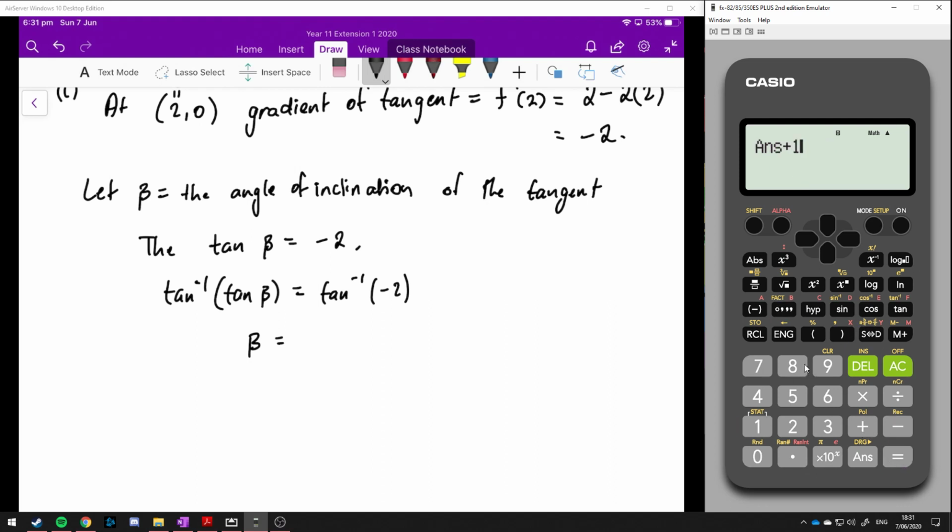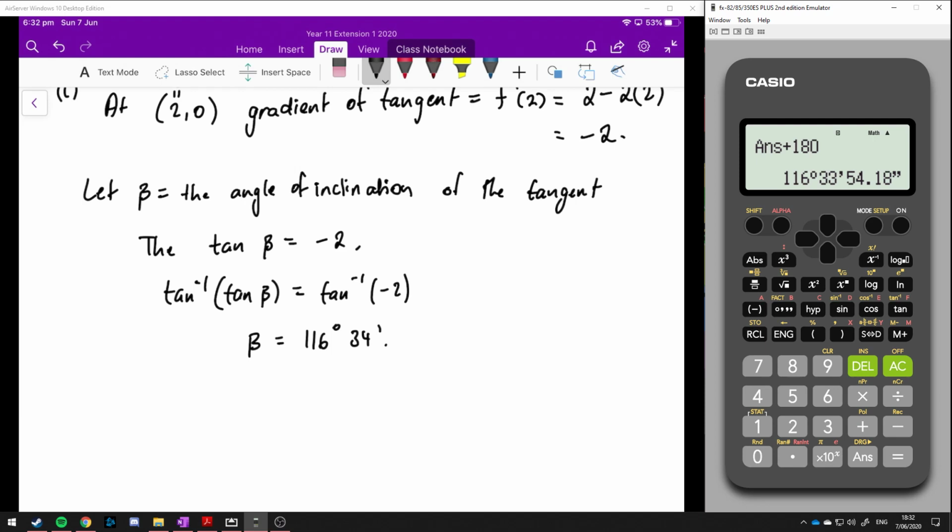Or if we add that to 180 to get our obtuse angle, it's going to be 116 degrees and 34 minutes. So 116 degrees and 34 minutes. Remembering we have to add 180 degrees to it because the angle is between 0 and 180. If we're going backwards, then we have to flip back to the other side.